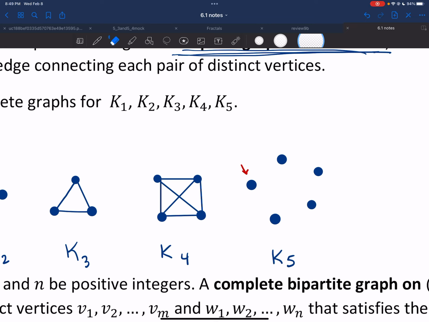All right, so let's look at this first one. So I'm going to connect it to that. I'm going to connect it to that. I'm going to connect it to that. And then I'm going to connect it to that. And that should give me all of them for that particular one. So I'm going to erase that, and I'm going to move on to this next one.